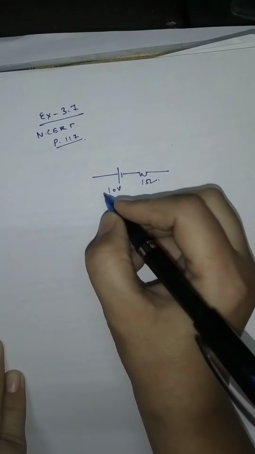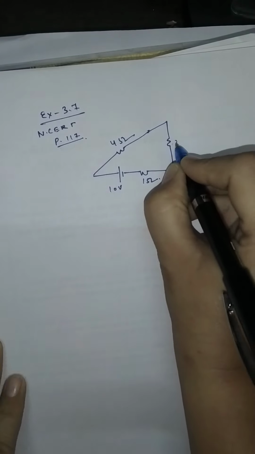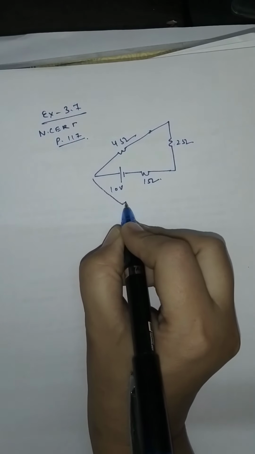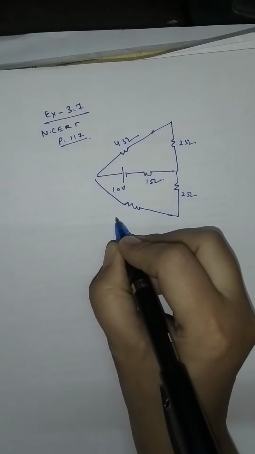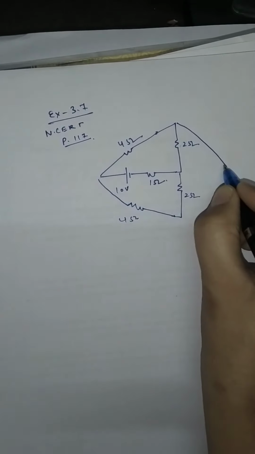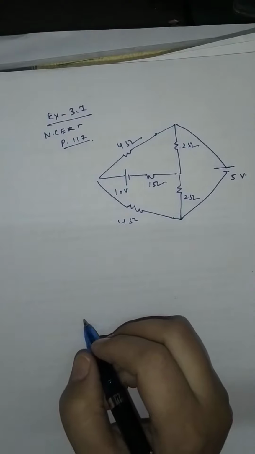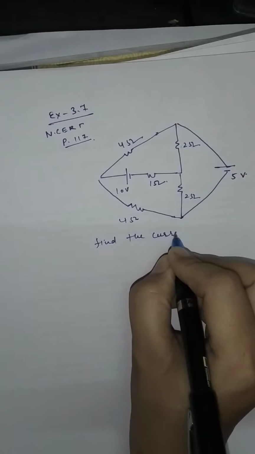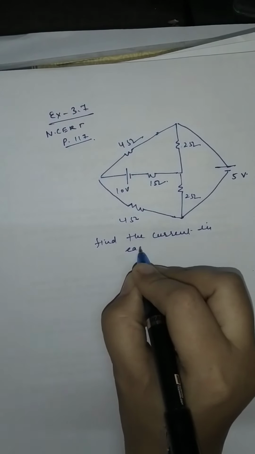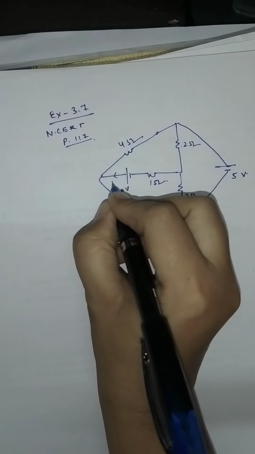resistance, right? And then it is connected to a 4 ohm resistance, 4 ohm resistance here, and it is connected to here 2 ohm resistance. Then here it is 4 ohm and this is 2 ohm, and this is 4 ohm, and it is connected to a cell 5 volt, right? Question is, find the current in each branch of this network. So from here we can assume if I1 is the current flowing.